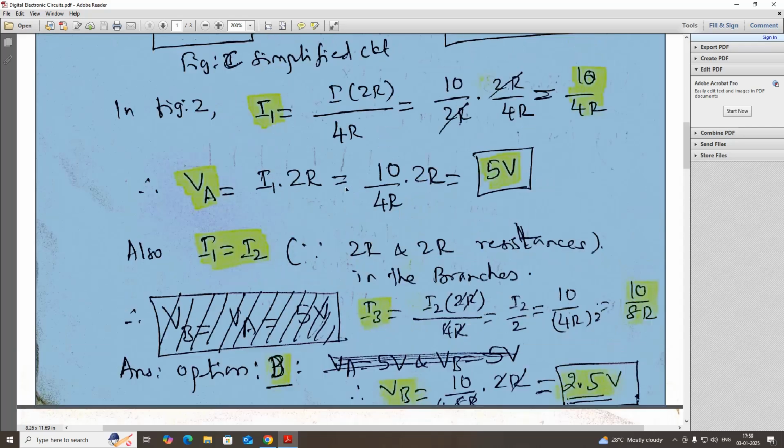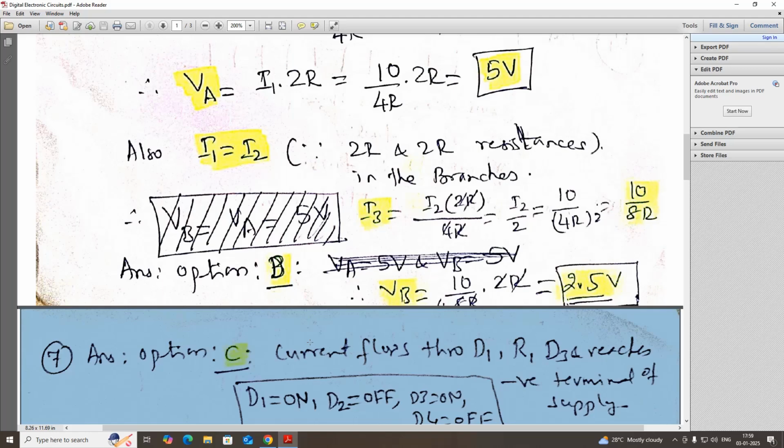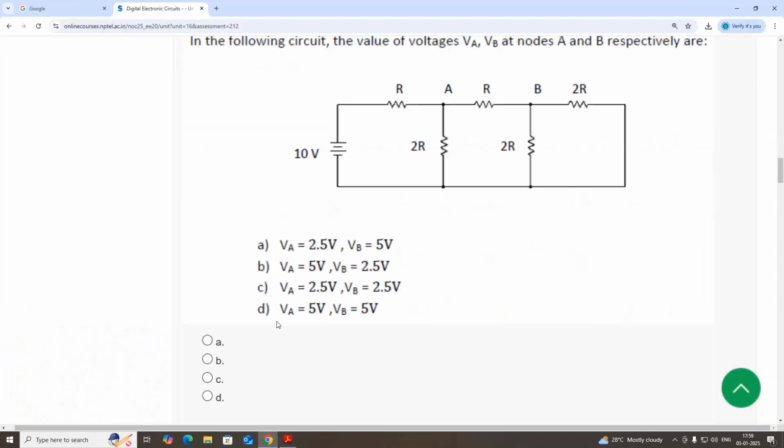So we go through the steps in the material. I'll share this in the description. So the answer is option B. Option B. VA equal to 5 volt, VB equal to 2.5 volt.